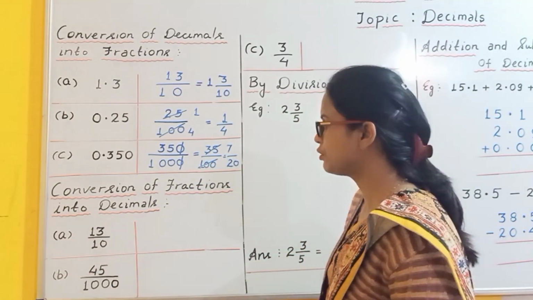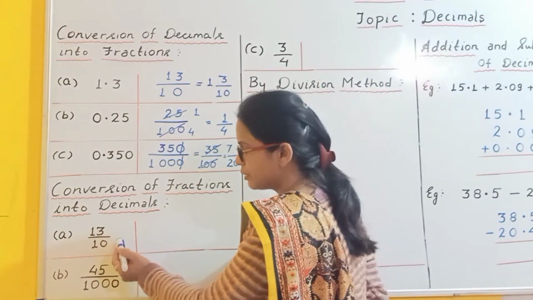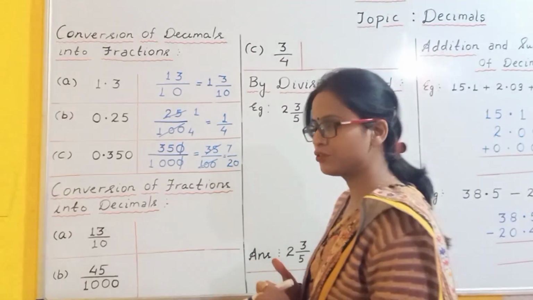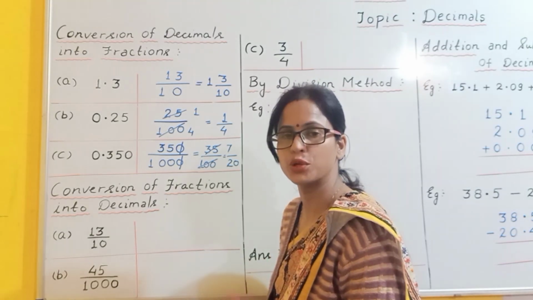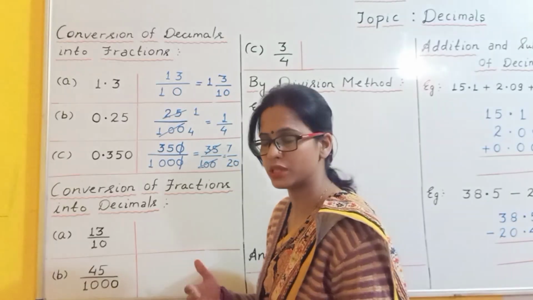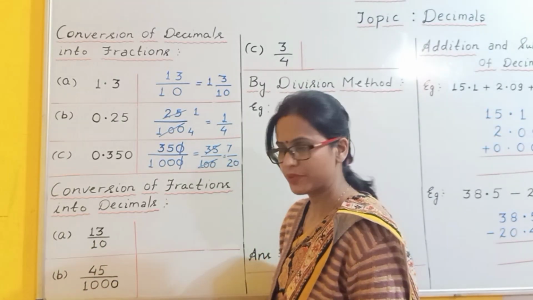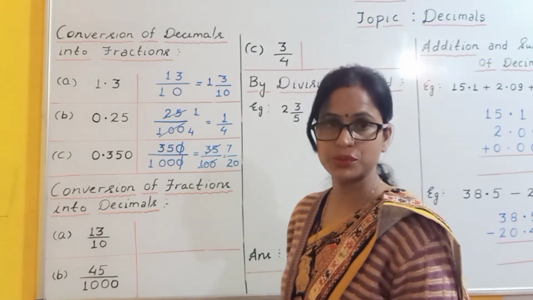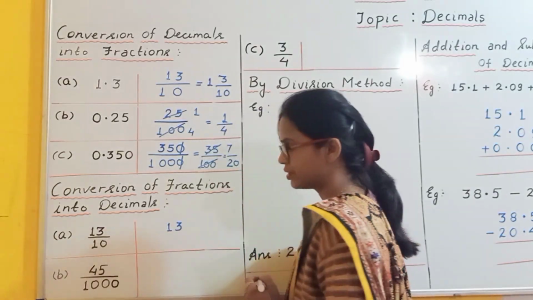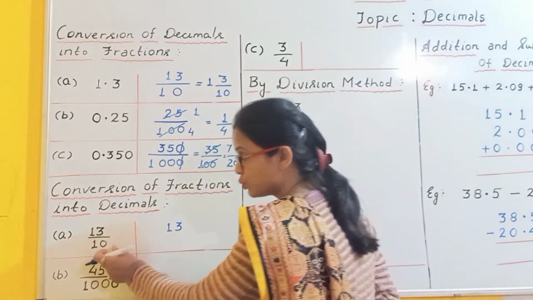Next is conversion of fractions into decimals. For this, see the examples: 13 upon 10, and the second is 45 upon 1000. Here we have to look at the number of zeros in the denominator. To convert fractions into decimals, we have to count the number of zeros in the denominator. Here the number of zeros is 1 and here the number of zeros is 3. So children, what do we have to do to convert into decimal? First we have to write the numerator. The numerator is 13. Now we remove the denominator, as there is only 1 zero.